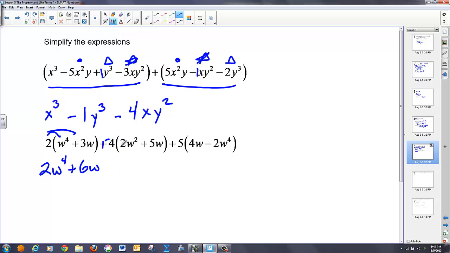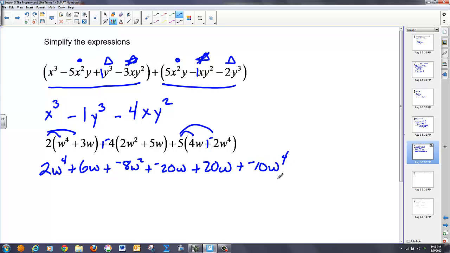So a negative 4 times a positive 2 is a negative 8. So I'm going to add a negative 8w squared. And then I'm going to add a negative 20w. Finally, I see another subtraction. I'm going to add the opposite. And I just do this now while we're all learning what's going on. And I get a positive 20w and a negative 10w to the 4th.